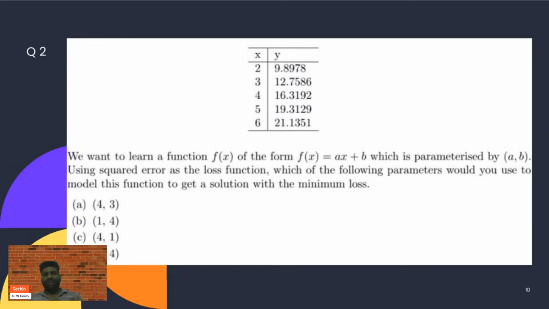If I think of 2 times 4, that is 8, which is close to 9, though not too close. Let's check that. 3 into 4 is 12, closer, yes. 4 into 4 is 16, yes, close. 5 into 4 is 20, close to 19, yes. 6 into 4 is 24 over here, so it seems like something is off. The last one is a little far from what we are expecting, but the others fit very closely to what we anticipate. So it should be something like y equals 4x.